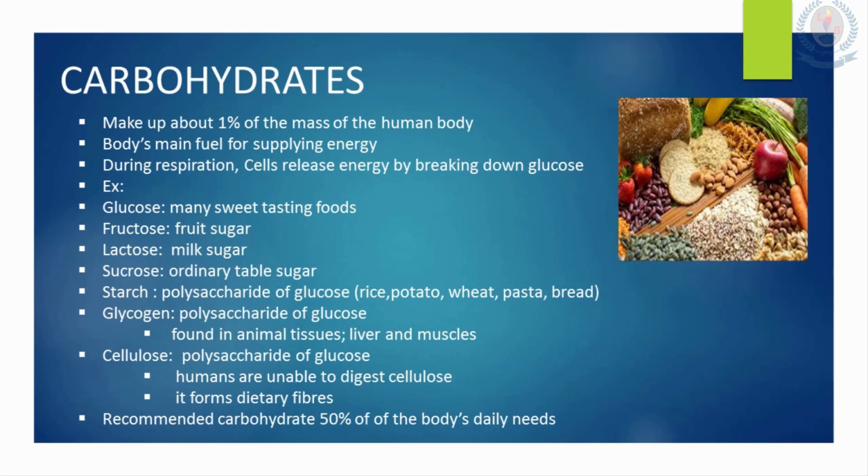Glucose is mainly found in many sweet tasting foods like fruits and vegetables. And fructose is normally called fruit sugar and lactose is called milk sugar. And when it comes to sucrose, sucrose is ordinary table sugar. It is mainly extracted from sugar cane.